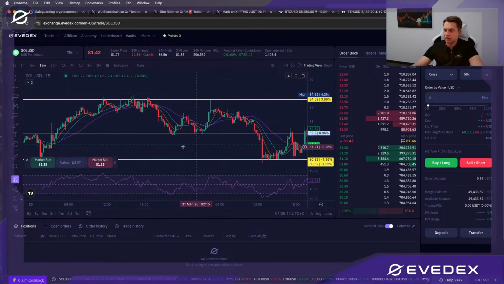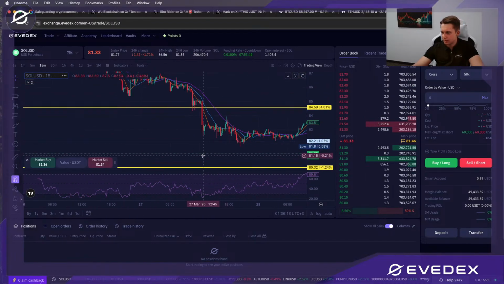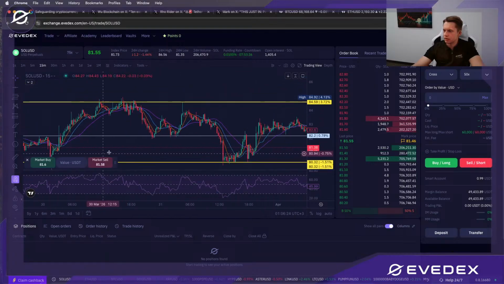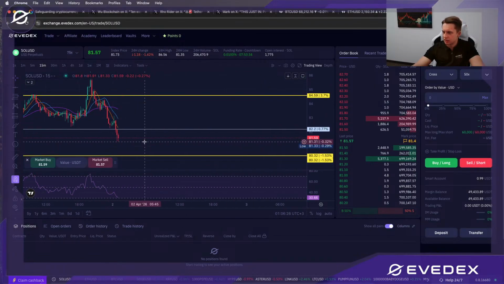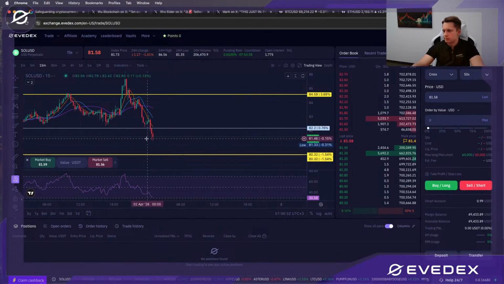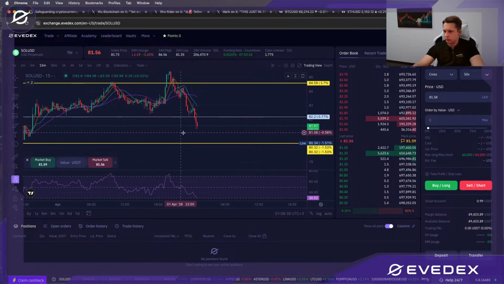As for Solana, it's been doing very good. Look at that. It's been staying in that level from the 27th of March. So realistically, we could expect a bounce off this support level. It's been staying in the same range for at least 3, 4 days.